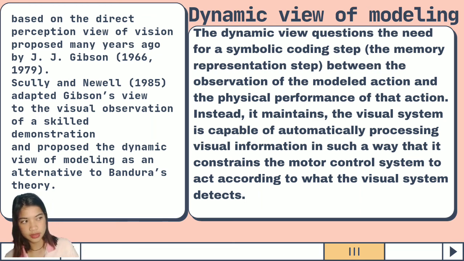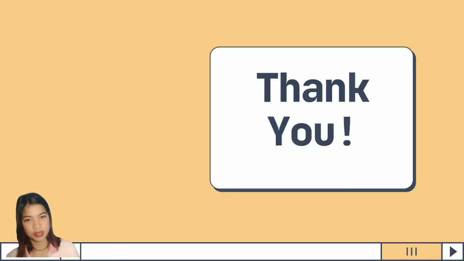So we cannot conclude which of the two views is perfectly correct.